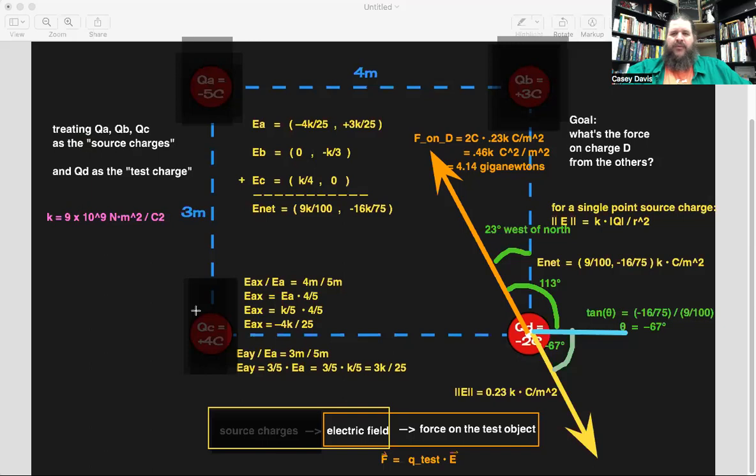All right, and if you want to get some more practice on this, try this from a different perspective. Treat, let's say, A, B, and D as the source charges, figure out the electric field they create at location C, and then use that to figure out the force that charged object C feels as a test object from everything else. So try that out, get some more practice, and I will see you next time.